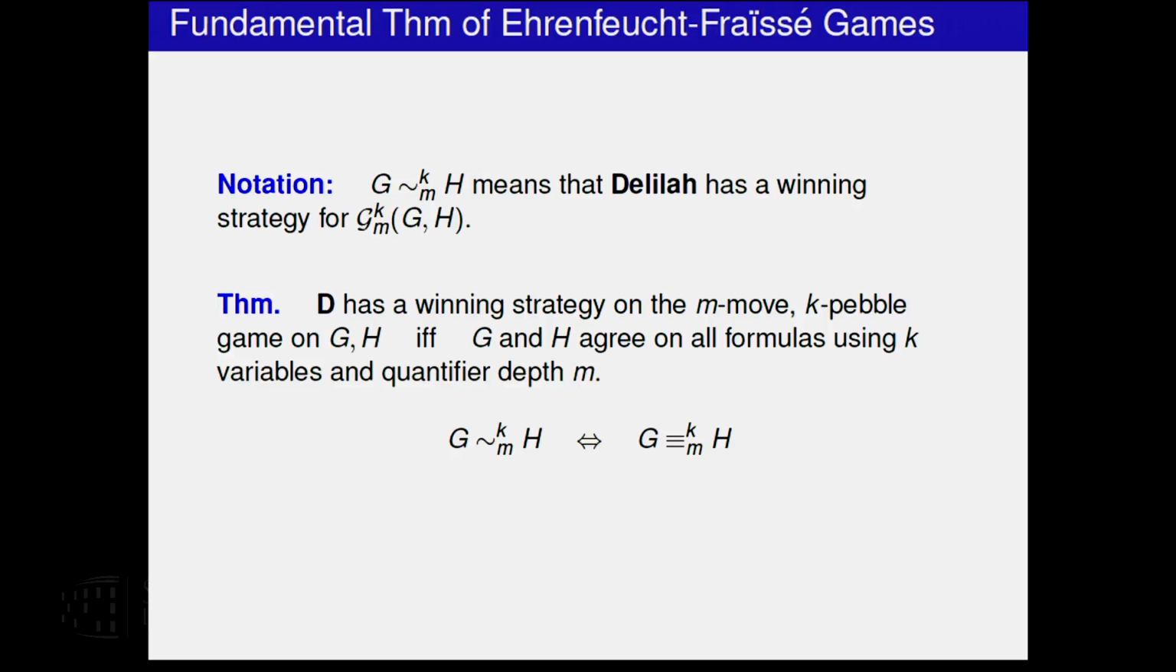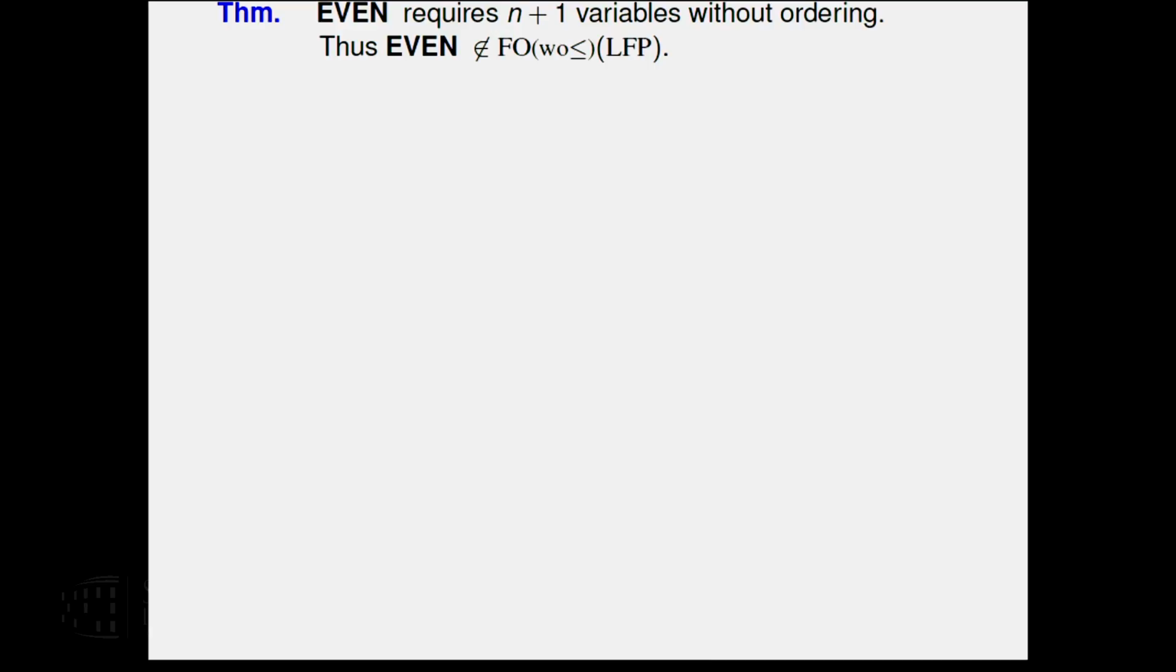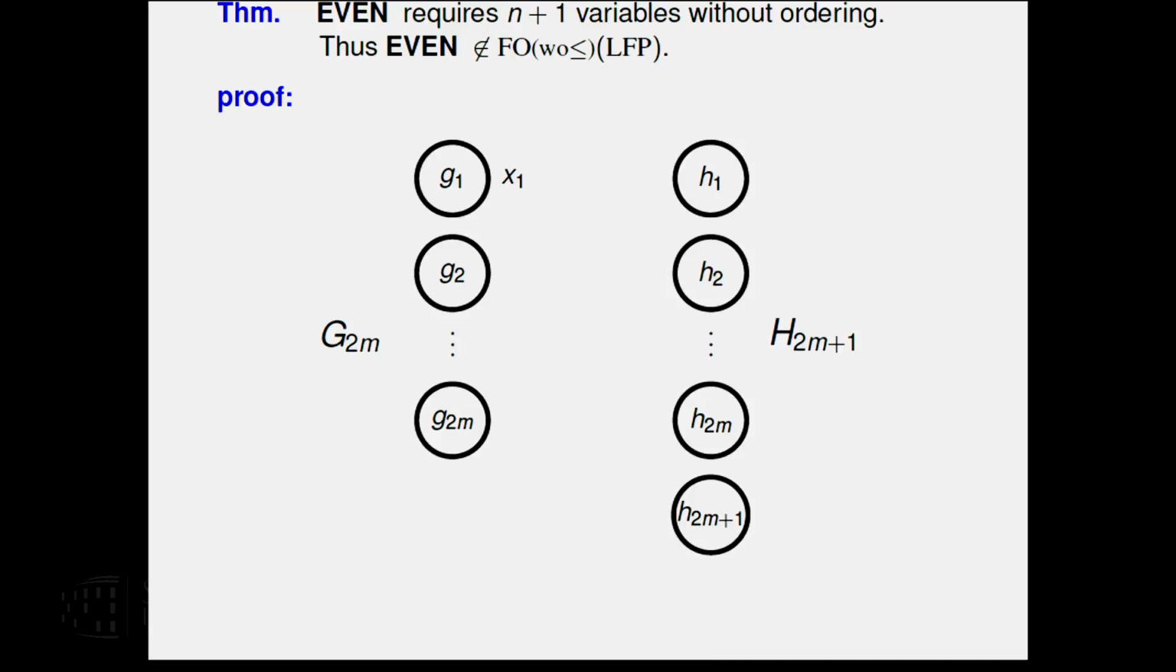And the fundamental theorem of these games is that Delilah has this winning strategy on the K pebble M move game if and only if G and H agree on exactly all first order formulas with at most K variables, so the language L super K variables and quantifier depth M. So a move of a game is exactly a one more nesting of quantifier depth. Number of fingers you have on the board, pebbles, is the same as number of variables. Okay. So from that, it's obvious that you can't say even.